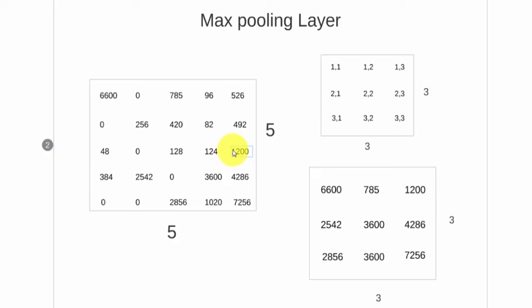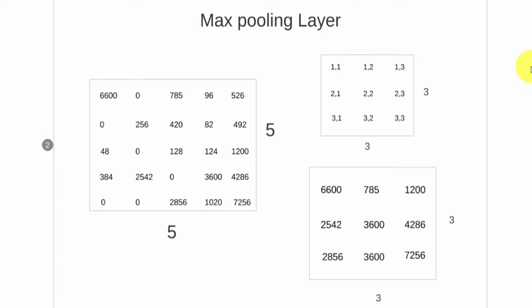time. If I move one column at a time, that's called a stride of 1. If I move two columns at a time, that will be a stride of 2. It basically tells you how fast you're moving in the matrix. So this is your output matrix of the max pooling layer.